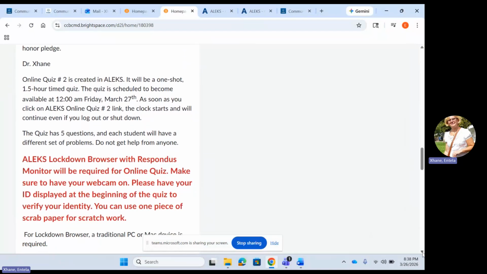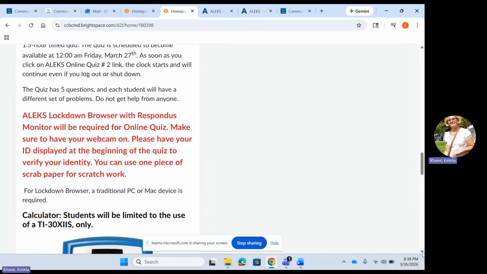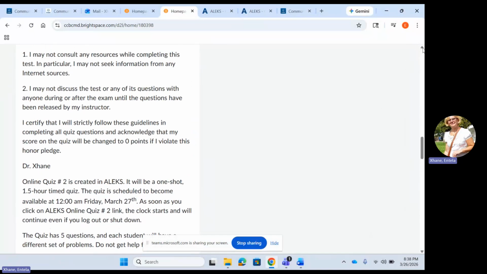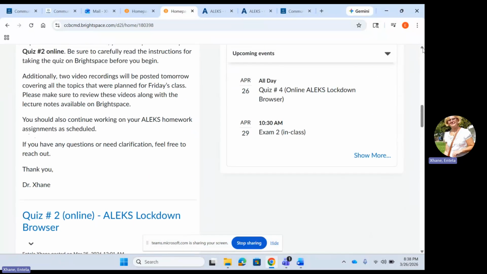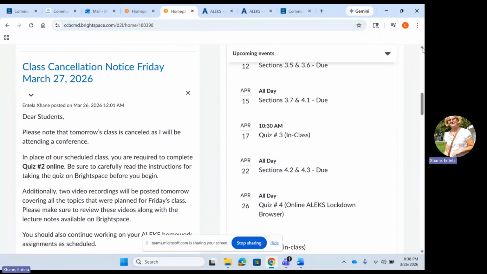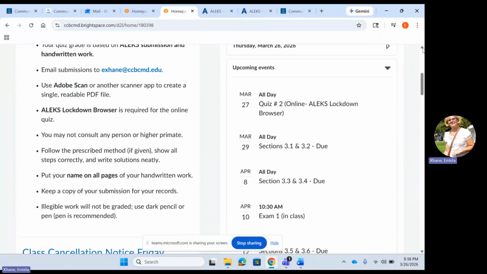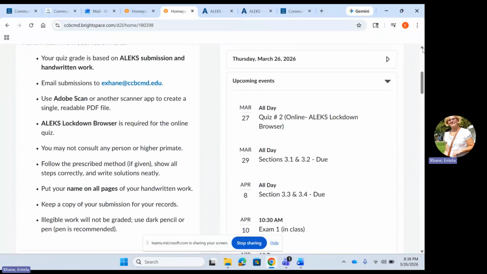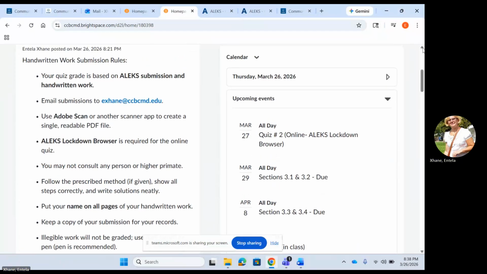You are allowed to use one piece of scrap paper for scratch work, and that's going to be the piece that you're submitting. So in addition to the Alex submission, I would like to see your scratch work, in case there is anything entered incorrectly, then I should be able to see your work. And these are the rules for you to submit the scrap paper where I can see your handwritten work.